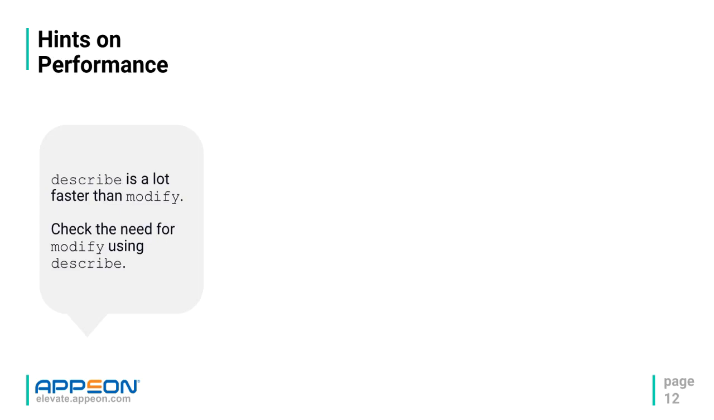Some general hints on the performance: describe is a lot faster than modify. What does this mean? You can check if it's necessary to execute the modify by using describe first. If you don't know it already by maybe an instance variable, maybe you can just check it by describe.